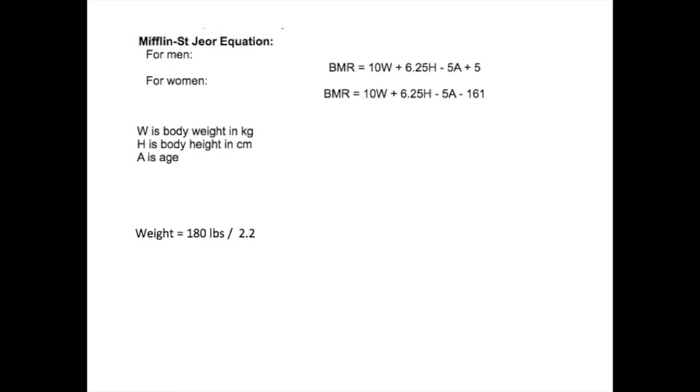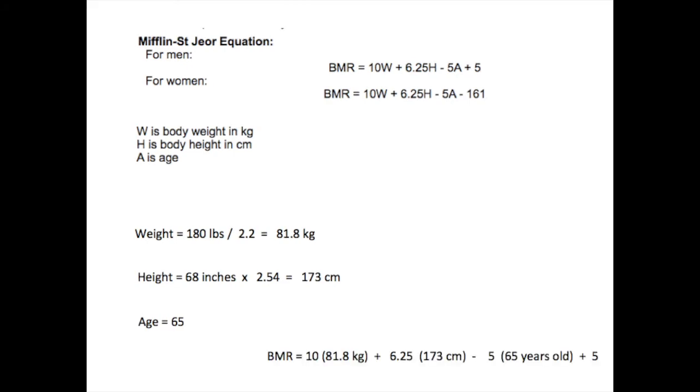So here is the patient who's 180 pounds, and you would divide that by 2.2 to get kilograms of 81.8. And then for the height, they'll be 5'8", which is 68 inches. You would have to multiply that by 2.54, which would then give you 173 centimeters. And then last is age, which is 65. We don't need to adjust that at all. So we just plug that into our equation like this.